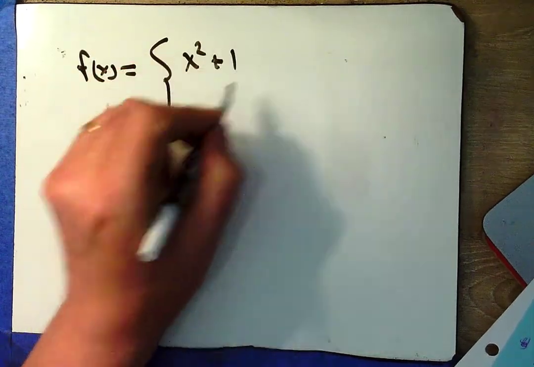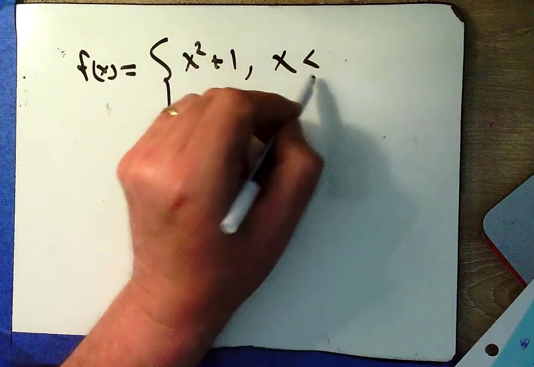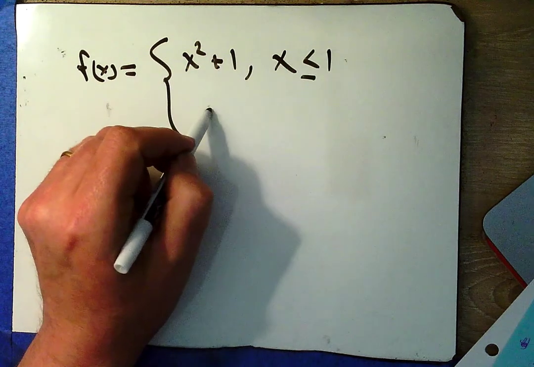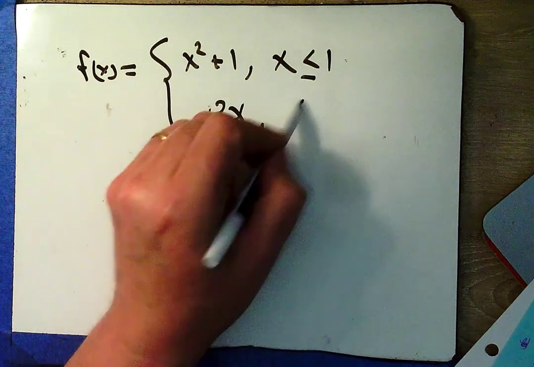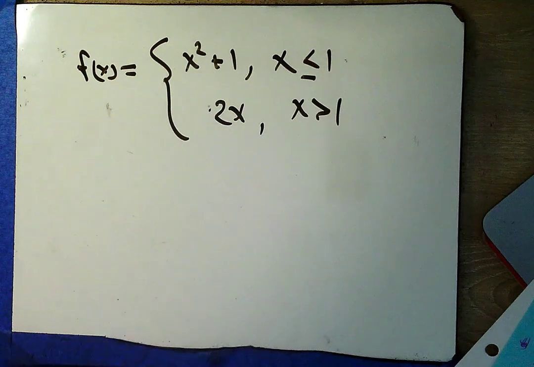All right, let's go further. How about this situation? What if f of x were equal to x squared plus 1 for x values less than or equal to 1, or 2x for x values greater than 1? Are you ready to do it on your own, or do you need me to do one more? I'll do one more. I'm not shy.